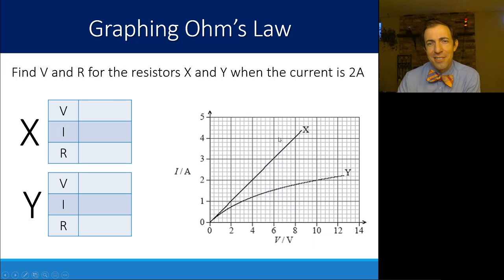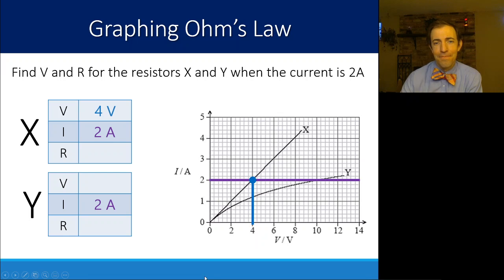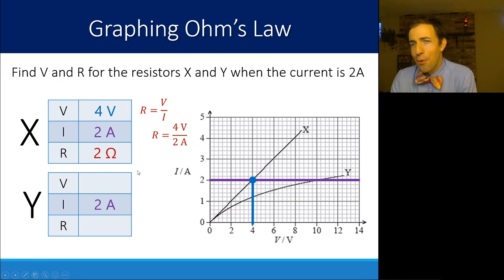So you might see a graph that looks like this. In this case, X is our ohmic resistor and Y is our non-ohmic resistor. But that gives us enough information to actually calculate a couple different things from this graph. If I want to find the values of these resistors at 2 amps, 2 amps is my current. Looking at resistor X here at 2 amps, I see I needed 4 volts in order to make that happen. That 4 volts, if I want to find the resistance, is just the voltage divided by the current. 4 volts divided by 2 amps will give me 2 ohms of resistance.